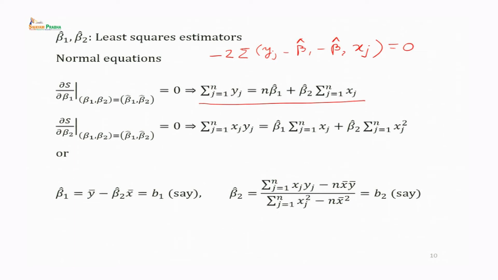Now, you can easily solve these two normal equations, and the final expressions are: beta 1 hat equal to y bar minus beta 2 hat x bar, which you get from here. Just divide both sides by n, and then solve for beta 1 hat. Y bar is the mean of the y j's, x bar is the mean of the x j's. Similarly, you can obtain beta 2 hat also. We write beta 1 hat equal to b 1, beta 2 hat equal to b 2.